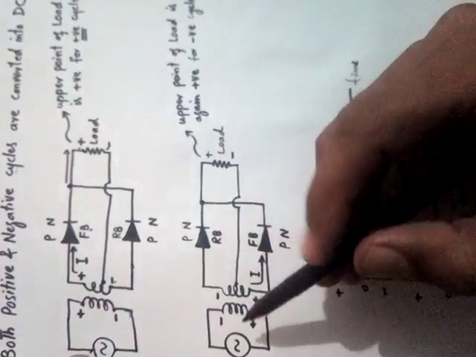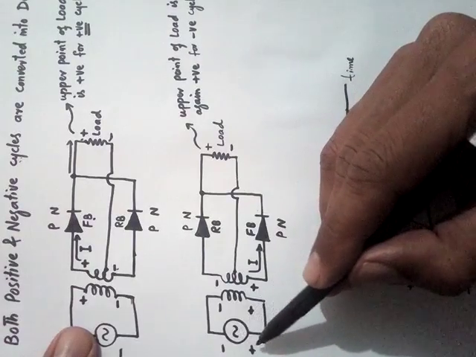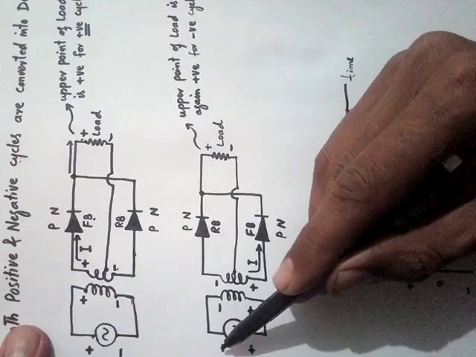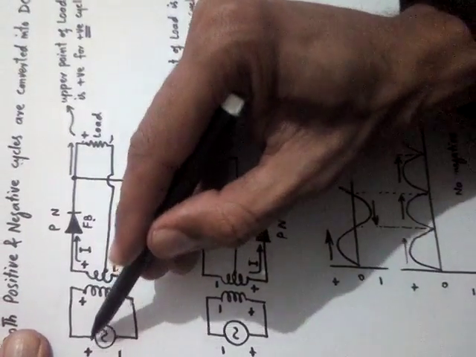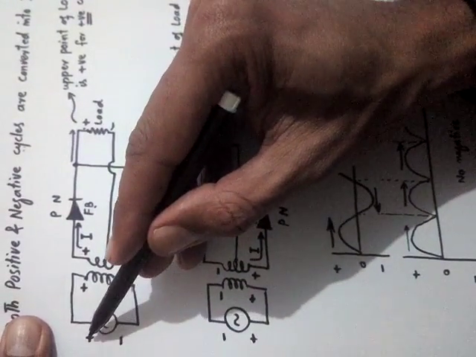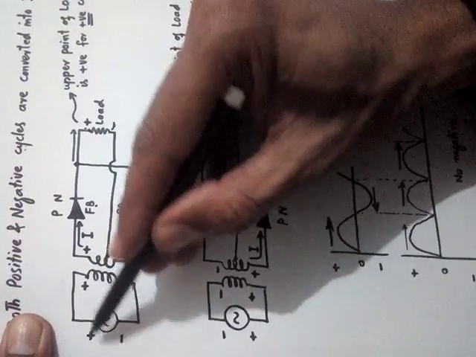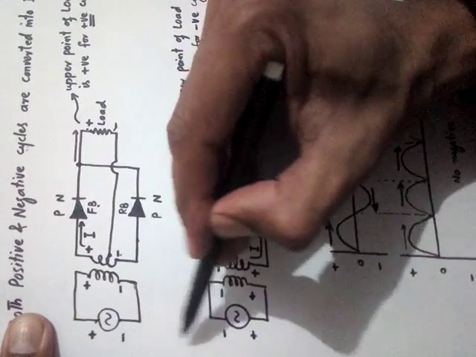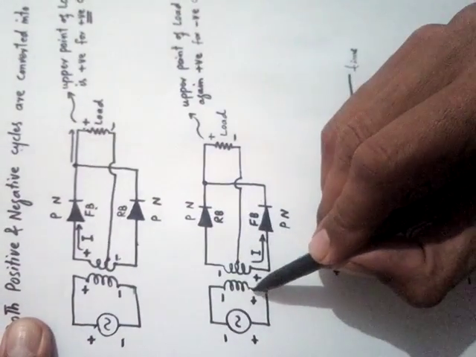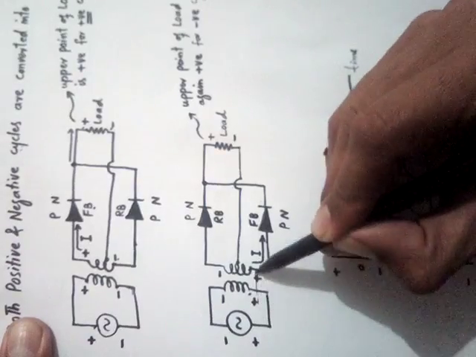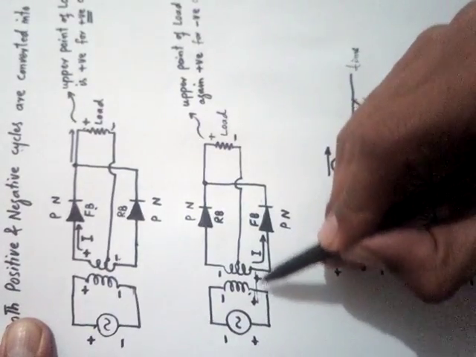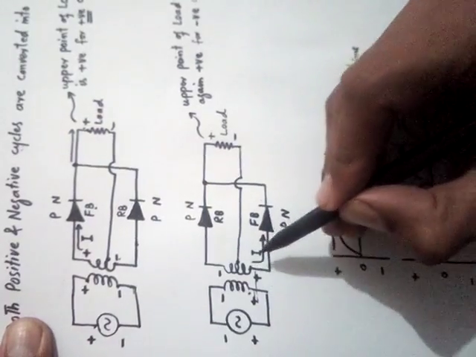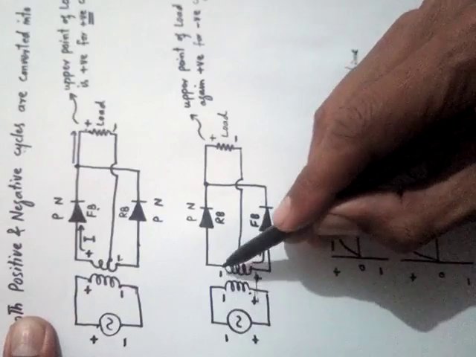Now coming to the negative half cycle, we know that in the negative half cycle, this terminal will become positive and this terminal will become negative. Look here, at the positive half cycle, this was positive, this was negative. Just change them. So the upper positive will become negative and negative will become positive. Now this portion and this portion will have the same polarity. If this is positive, this is positive, this is positive. Now this is negative, negative and negative.